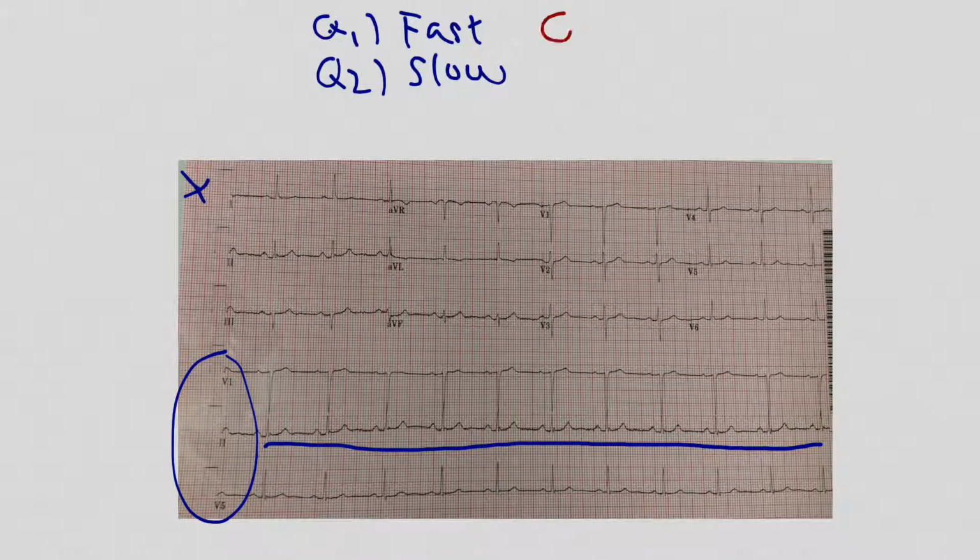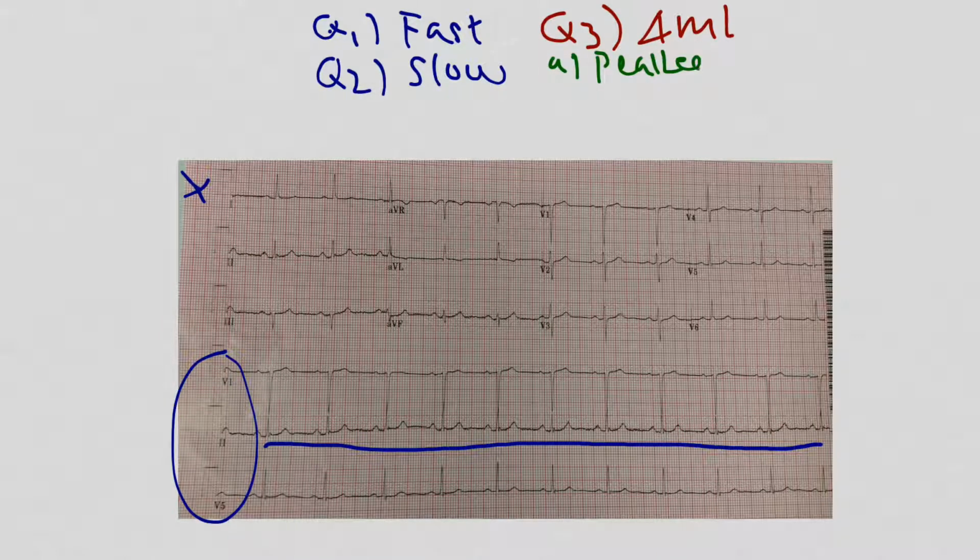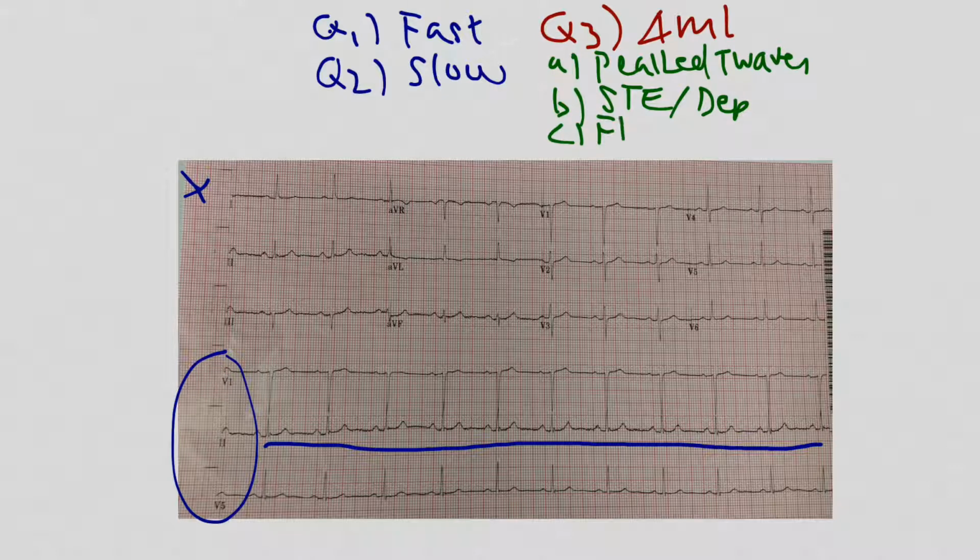Now let's attack the big question, which is whether or not our patient is having an acute MI. So the questions we're going to ask are: if our patient has peaked T waves, if there is evidence of ST elevations or depressions, if we see flat or inverted T waves, and finally, if there are any Q waves. And we're going to do that in a geographical distribution.